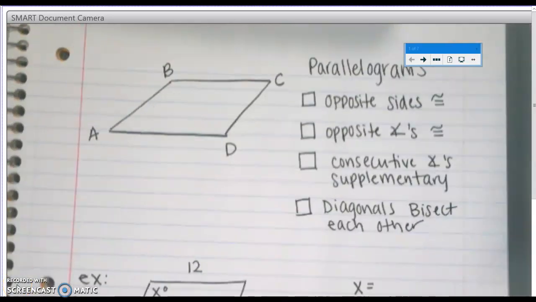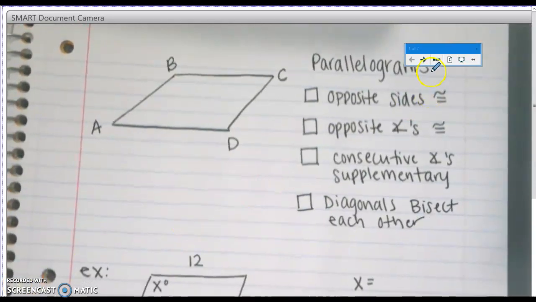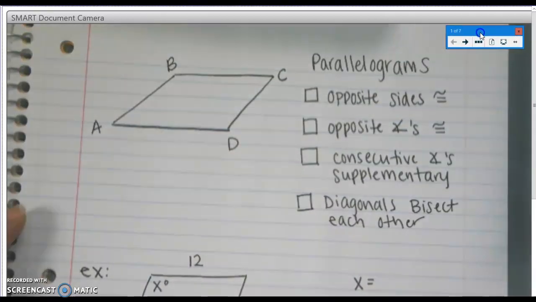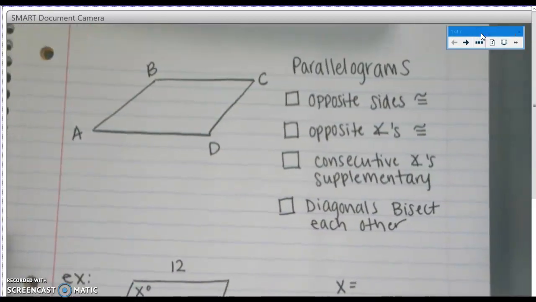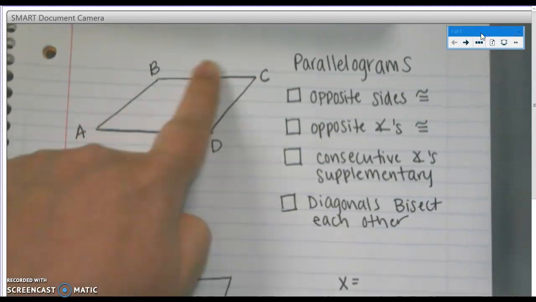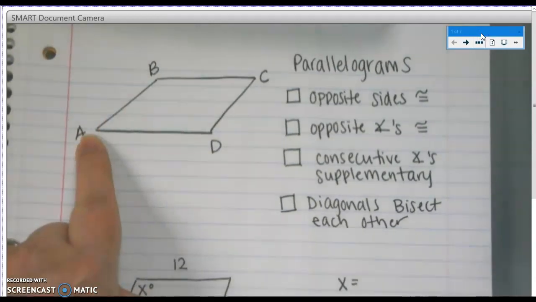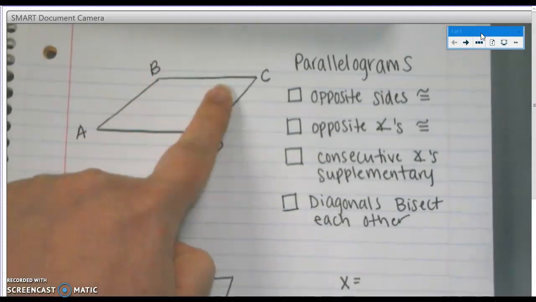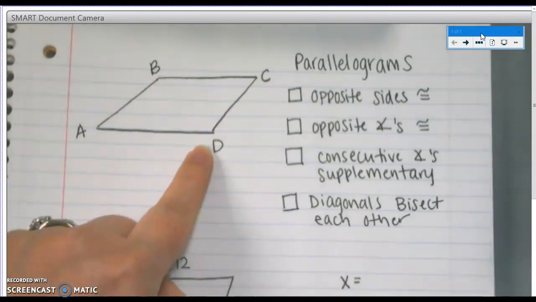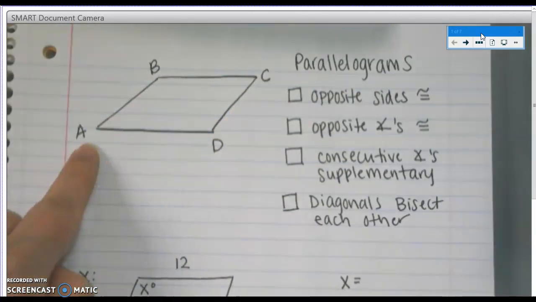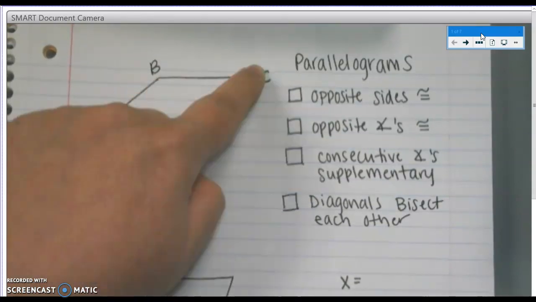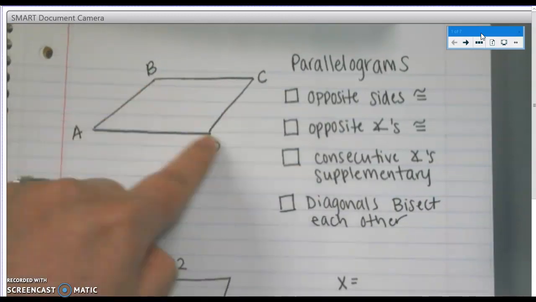Hi everybody, in this video we're going to go through properties of parallelograms. So first of all, parallelograms, if they don't draw the picture for you, I just need you to understand these points are called vertices. And so I would call this parallelogram ABCD, and you notice how the letters trace around the shape.